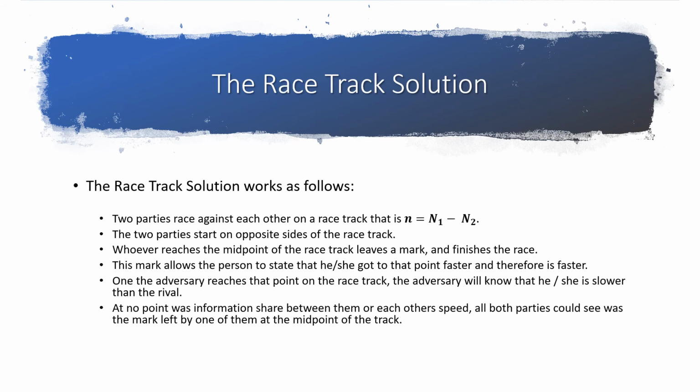By the end of the race, both sides know who was faster and who was slower, because once the first person puts the mark at the midpoint, this person already knows that he was faster than the other one, and therefore when the other one reaches that midpoint, he knows that he was slower than his rival. So for the sake of our example, let's assume that the speeds at which they were racing are their wealths. Whoever got there faster is wealthier than whoever got there later. And at no moment was information shared between them. There was no sharing of speeds. There was no sharing of wealth. Nothing.